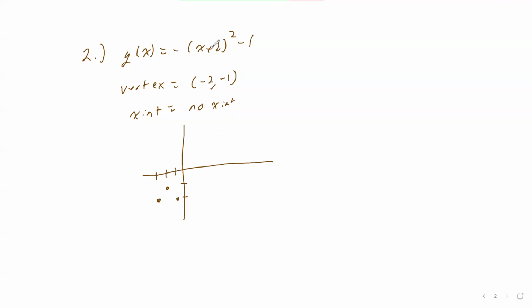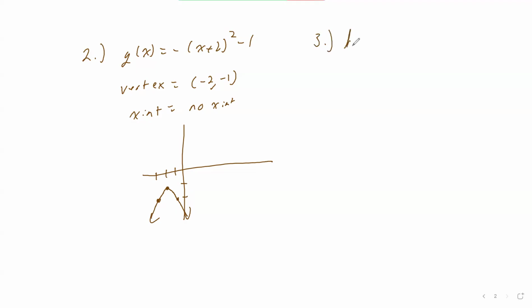Negative 1 plus 2 is 1. Squared is 1. Apply the negative, so that's negative 1 minus 1, which gives you negative 2. Works every time, pending that a is 1. All right, let's try number 3.